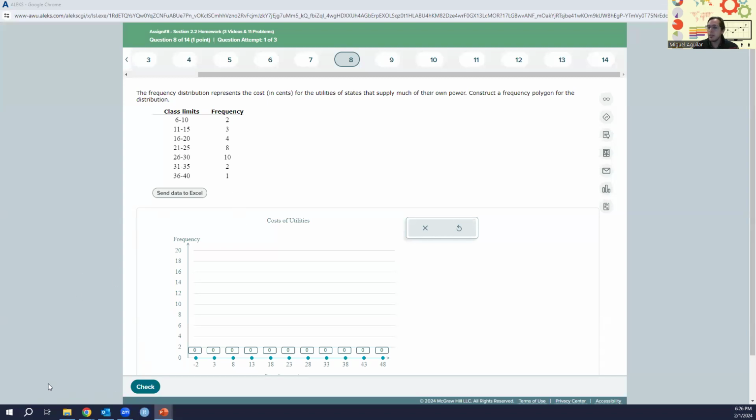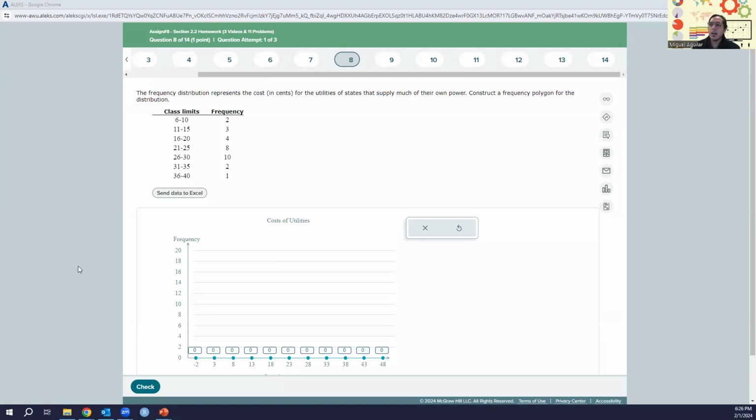Okay. We should be seeing this problem from the homework platform, which is very similar to the example that we just came across. So let's go ahead and jump into this problem and read the instructions.